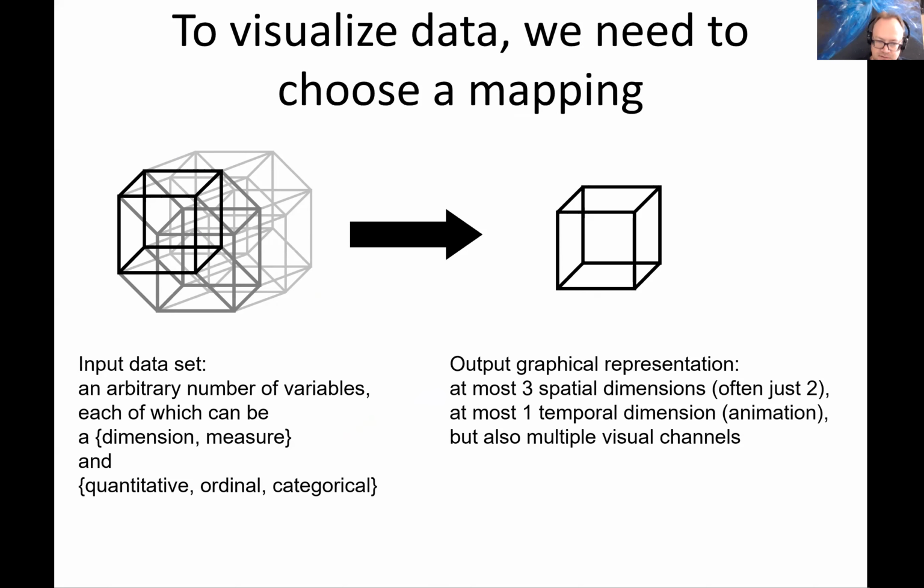So one way to imagine visualization is that you have a data set on the left, and it might have many variables. Some of them are dimensions, some of them are measures. They might be quantitative, ordinal, categorical. It's up to you as a designer to choose some mapping that projects this down into, at most, 3 spatial dimensions. Often we just want 2. Maybe there's 1 temporal dimension for an animation if you're using that. So it seems like we have a lot of constraints that we have to work within, okay? But happily, we do have several visual channels that we can leverage. And there are also ways I'll show you to use spatial axes for multiple variables at once.